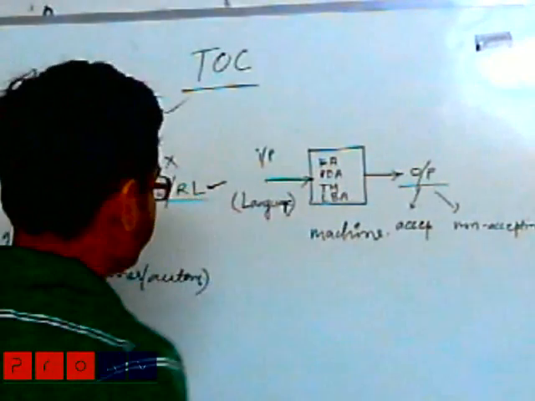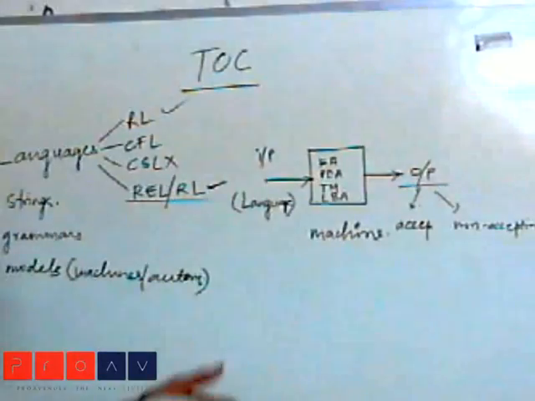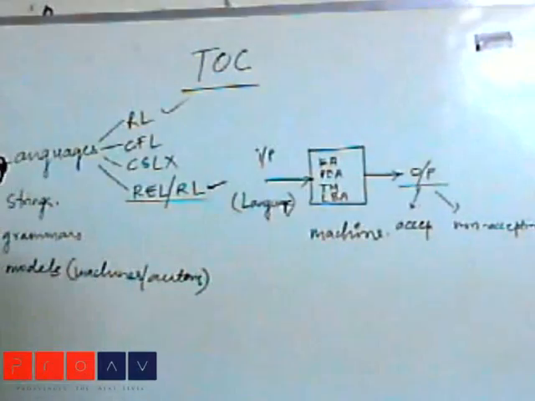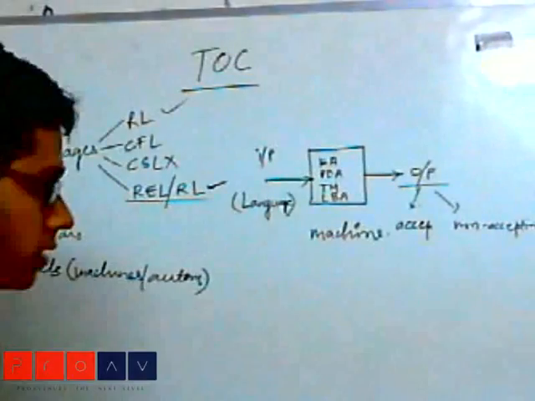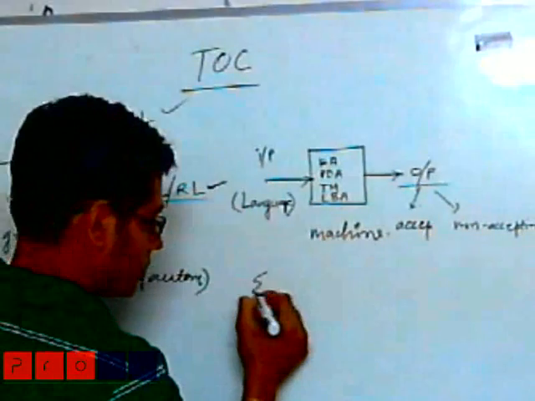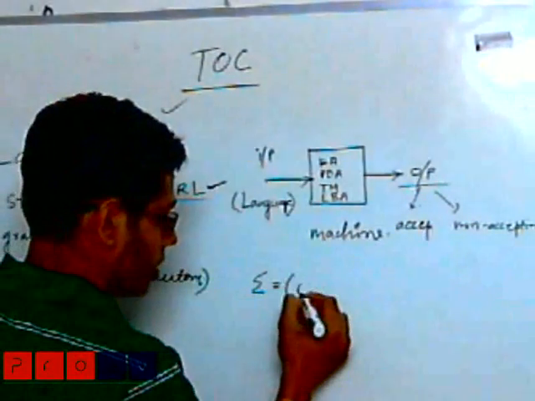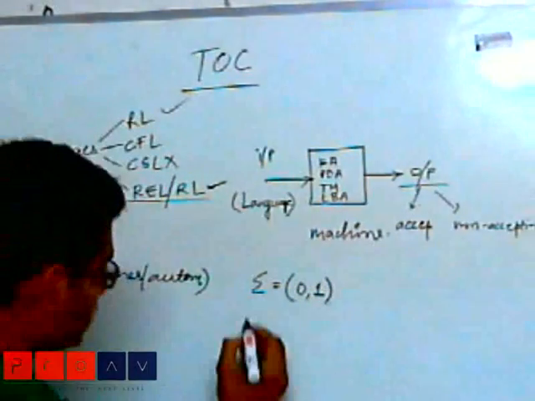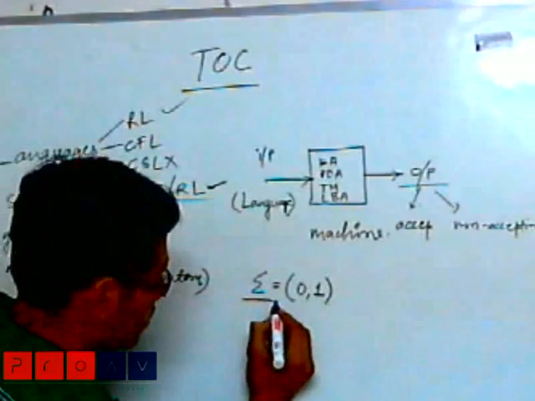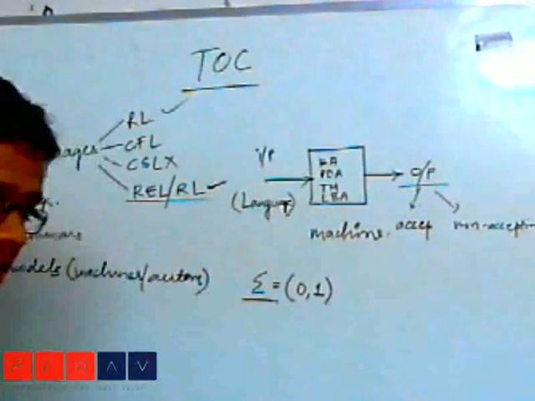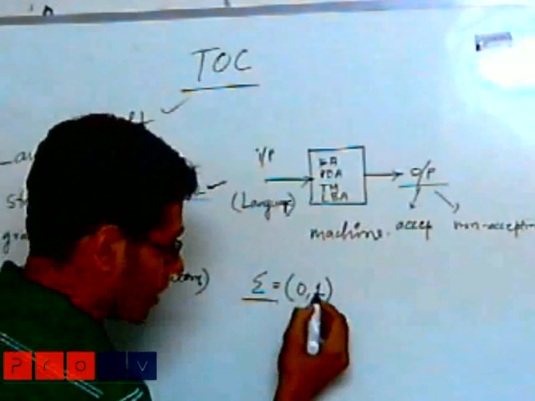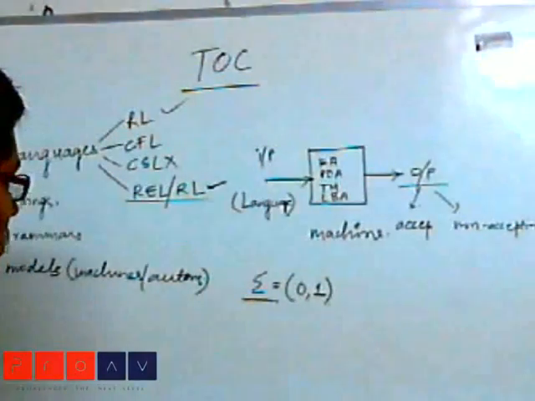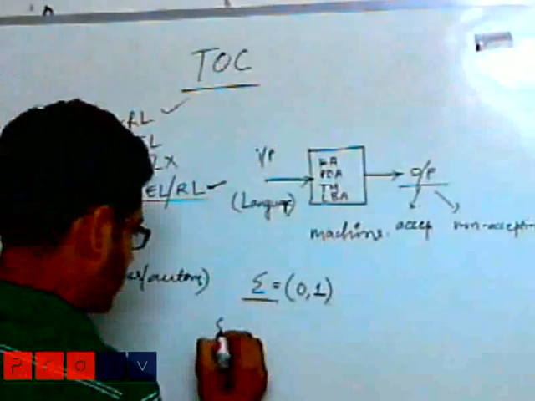So input is language. Language is a collection of strings. The smallest element here is called a string. Suppose my input symbols are 0 and 1. This is the symbol set for a string, any string which comprises the characters 0 or 1, in simple terms.